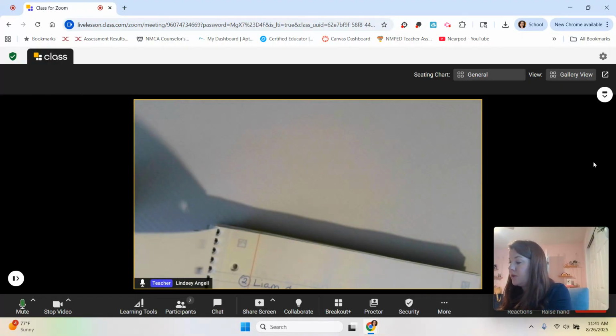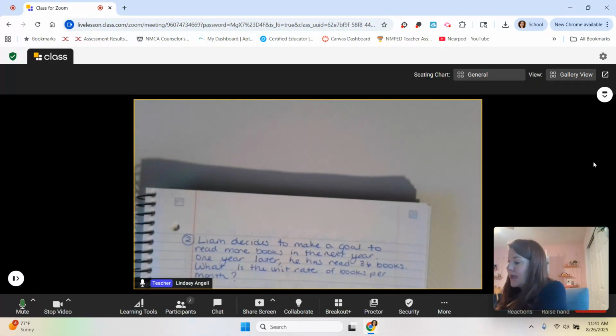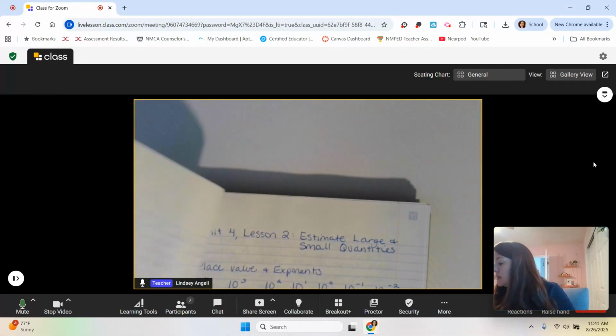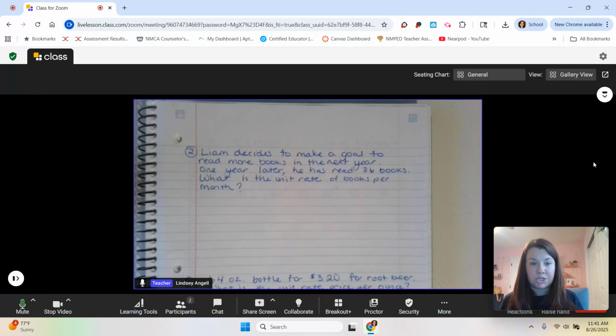And that would be the unit rate. I have, let's see, 2 more problems. Number 2, Liam decides to make a goal to read more books in the next year. 1 year later, he has read 36 books. What is the unit rate of books per month?